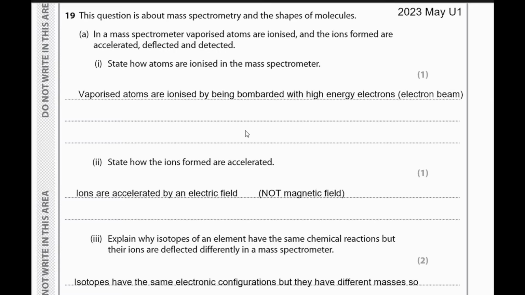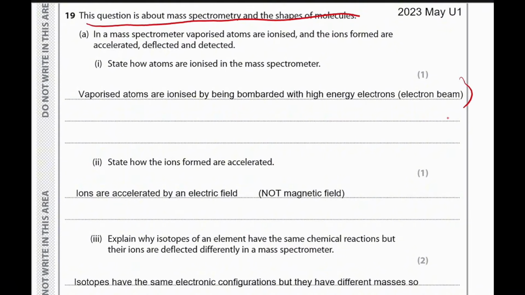They said here the next one, the structure is about mass spectrometry and the shape of the molecules. In the mass spectrometer, vaporized atoms are ionized, and the ions formed are accelerated, deflected, and detected. State how atoms are ionized in the mass spectrometer. Now, a little while ago we have seen the diagram, so in this case, we just need to explain it in words.